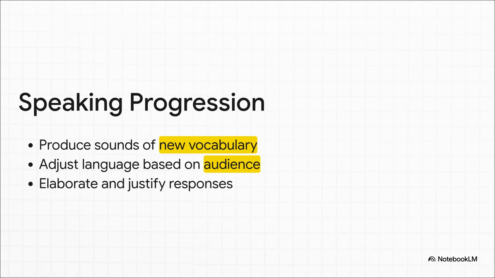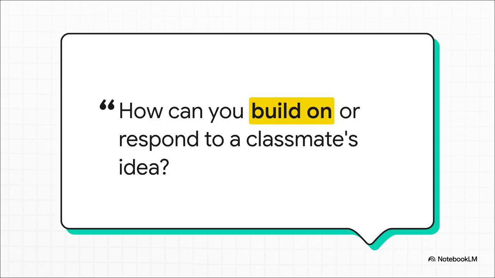So the crucial point here really is the progression. In the early stages, sure, we're focused on having them produce sounds accurately, navigating long and short vowels, figuring out those tricky silent letters. But as they grow, we're actively guiding them to seamlessly adjust their register based on their audience, and to elaborate and justify their answers with way more specificity. And how do you get them there? You lean heavily on the guiding questions. Asking, how can you build on or respond to a classmate's idea, completely transforms a standard one-way classroom response into a dynamic, collaborative academic discussion. You're literally teaching them the conversational moves of academic English.